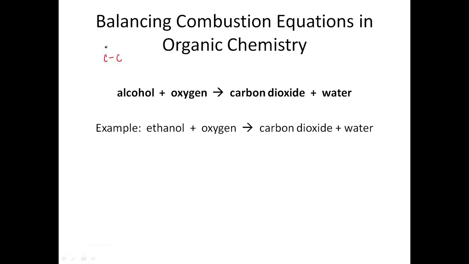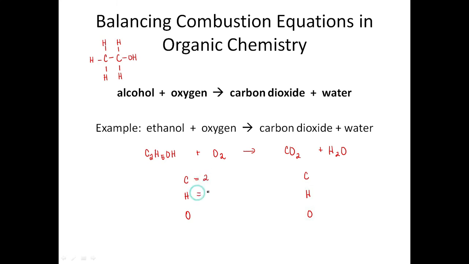Now, we're going to look at ethanol being combusted in oxygen. When ethanol is combusted in oxygen, carbon dioxide and water are given off or produced. Again, you list out all of your atoms on the left-hand side of your equation as well as on your right, and you write down how much of each atom is present on either side. And then you balance.